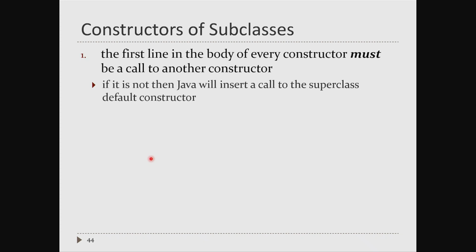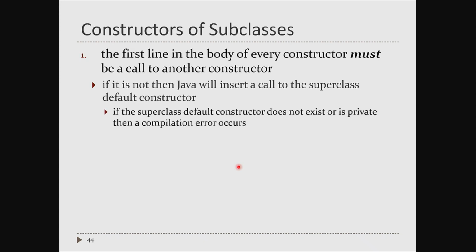If that call is not there, the compiler puts it there for you. We've done constructor chaining, but eventually we get to a constructor where there's no constructor call in the first line. When the compiler sees a constructor that has no call to the superclass constructor, it sticks one in for you. In particular, it tries to call the superclass no-argument constructor for you. Now, that's a problem, because if the superclass no-argument constructor doesn't exist, or if it's private, then the compiler stops with a compilation error.